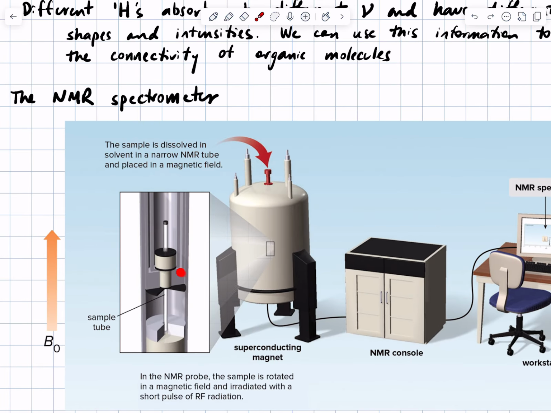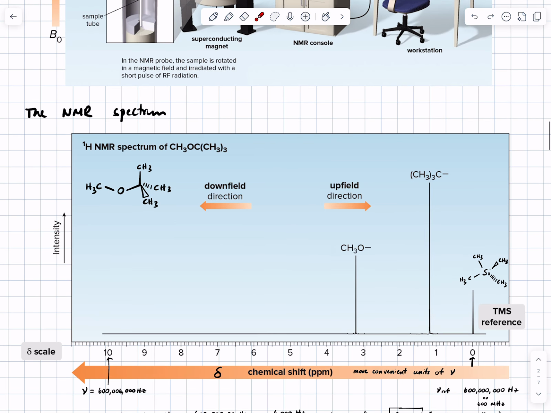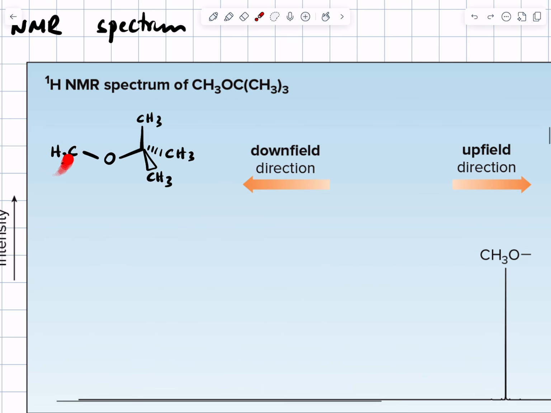Okay, then there's this wire. There's actually a probe that sits around the sample to deliver the radio frequency radiation and observe what happens as a result of that. And then all of that information gets sent to a big box of electronics. It's really quite complicated. And in the end, on your computer, you get an NMR spectrum. Okay, here's an example NMR spectrum. A proton NMR spectrum of the molecule tert-butyl methyl ether. One methyl group here on this side of the oxygen, three methyl groups over here on the tert-butyl group.